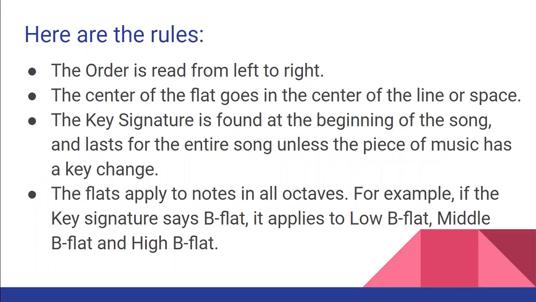Here are the rules when we are creating our own key signatures. The order is always read from left to right. That can be a little bit confusing because when we're talking about our staff lines, we read from low to high, but when we're talking about the order of flats, we read them from left to right. The center of the flat, the little b, goes on the center of the line or the space, and that way it's easier to read.